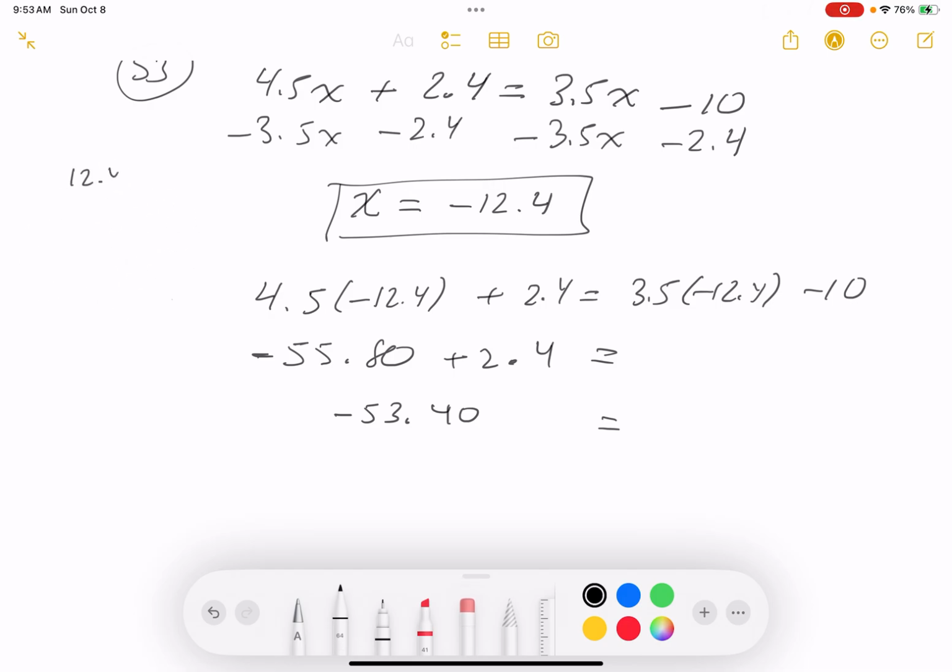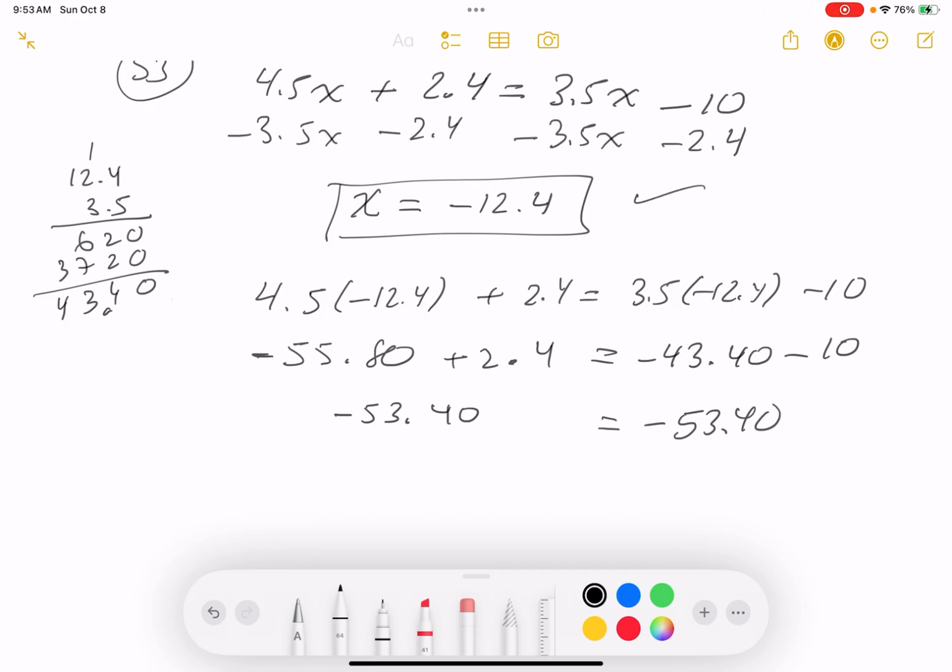12.4 and 3.5. 5 times 4 is 20. 5 times 2 is 10, 12. 5, 6. I get my eraser out. Let's move on. 12, 6, 7, and 3. 0, 4, 13, 4. 2 places, 43.40. Minus 10. Add those two numbers together, you get minus 53.40. It's working out as advertised, by the way.